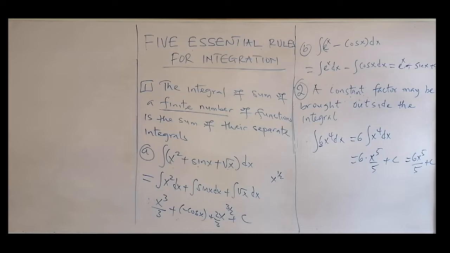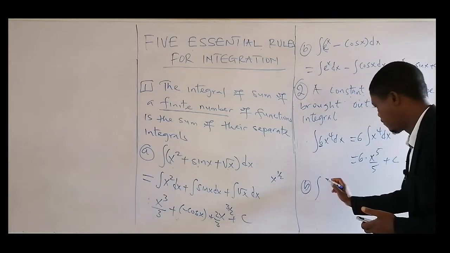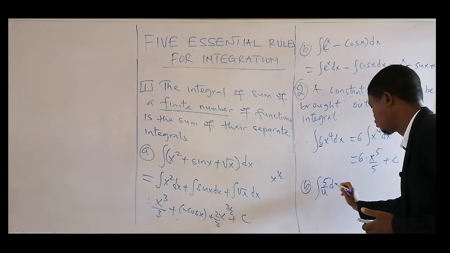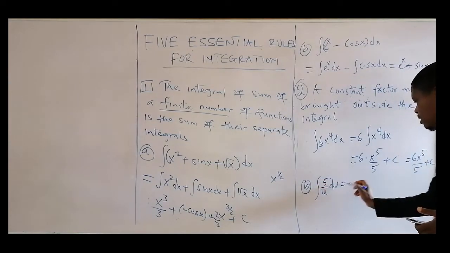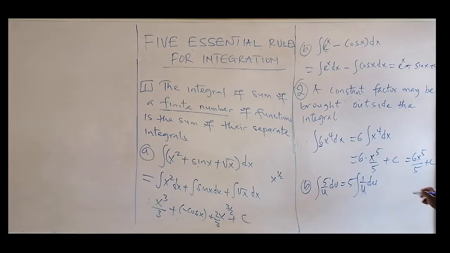But it's not a must, it's just one of the rules. A factor may be brought outside the integral. Another one to buttress that, the b part. We have an integral of 5 over u du. So this 5 we can take outside, and that will be 5 times the integral of 1 over u du. The integral of 1 over x is ln x. So this will be equal to 5 times ln u plus c, which is 5 ln u plus c. Okay?